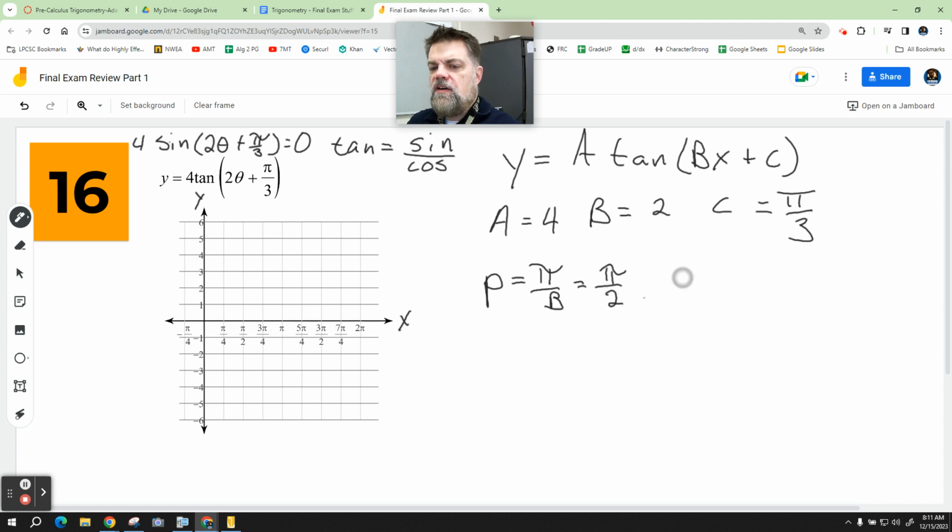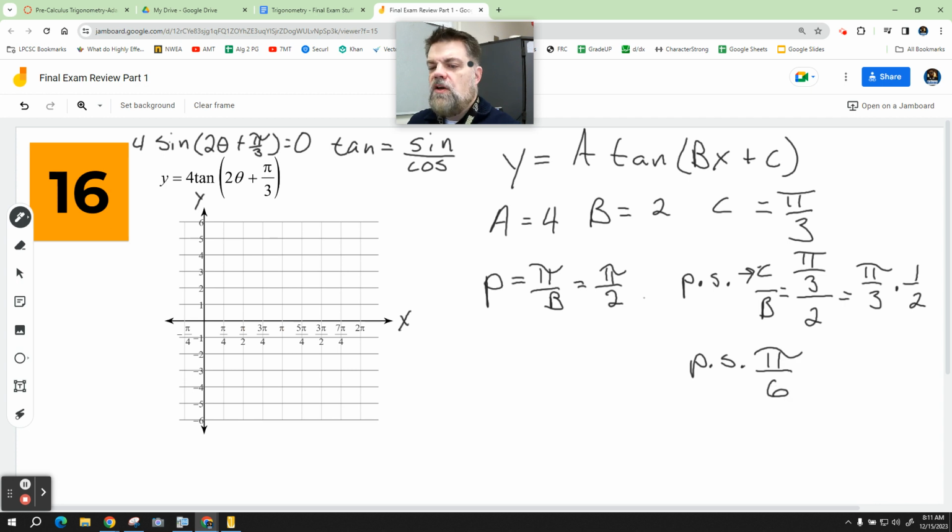And then the phase shift is just c over b, which is pi over 3 divided by 2, which is pi over 3 times 1/2, or the phase shift is a positive pi over 6. Which is interesting because I noticed that the software labels everything as pi over 4.